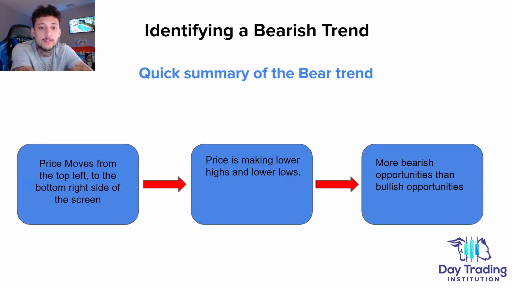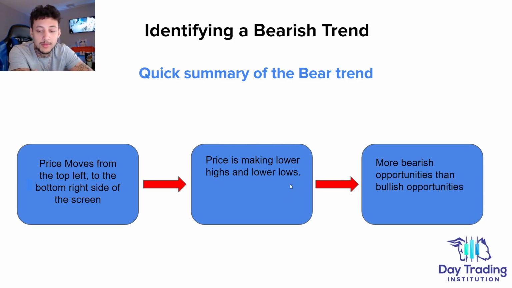Now, let's identify a bearish trend. So the concept is very similar. It's almost the same. It's literally just the opposite. So in simplest terms possible, in a bearish trend, price is moving from the top left hand side of your screen, where my camera is, to the bottom right hand side of the screen, where the day trading institution logo is. Now, in more trading terms, price is simply making lower highs and lower lows.